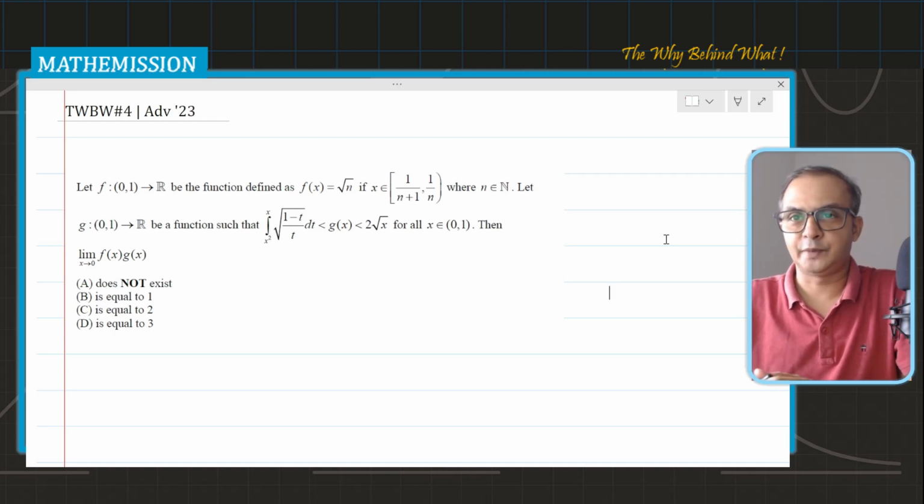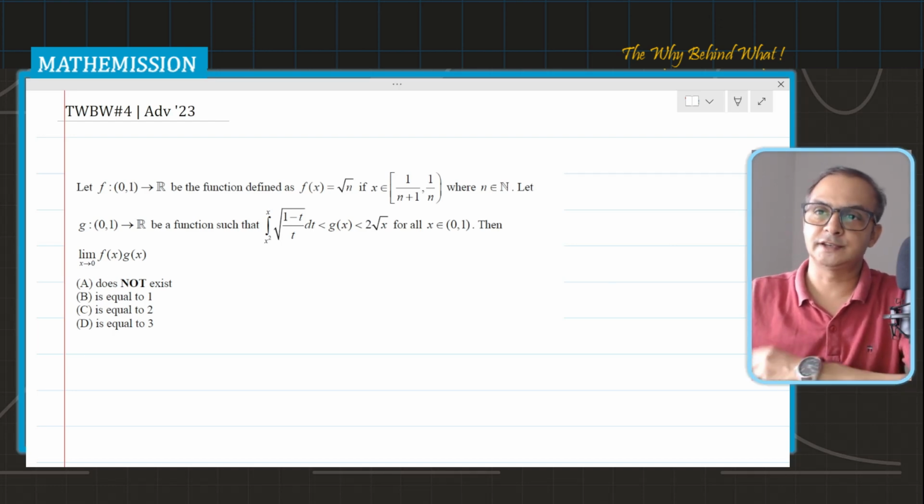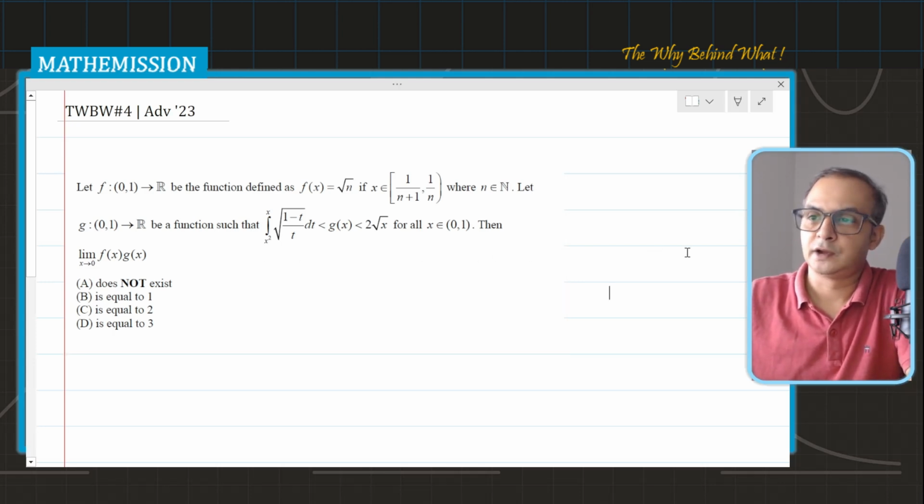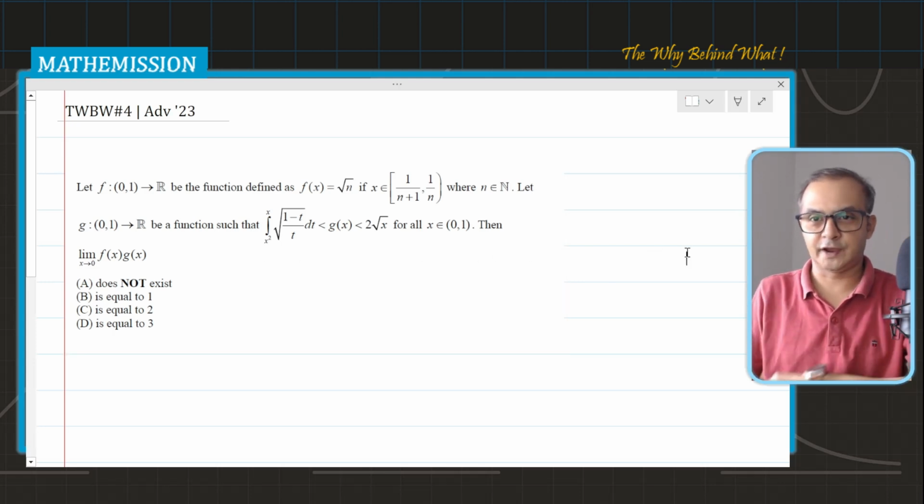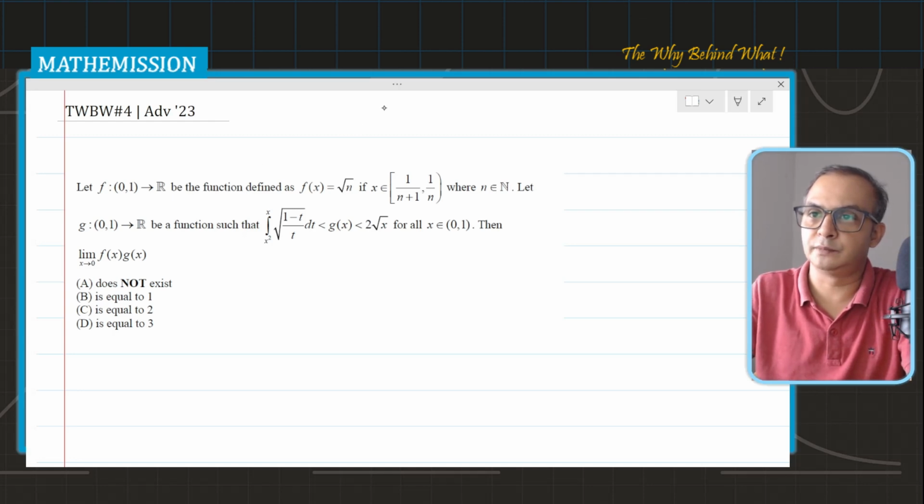So today I have picked a question which was asked in JEE Advanced 23, and the question says that I have a function f which is defined from 0 to 1 to the real number set R, where f(x) is equal to root of n if this condition holds. The condition is x should belong to the interval 1/(n+1) to 1/n, where n is a natural number.